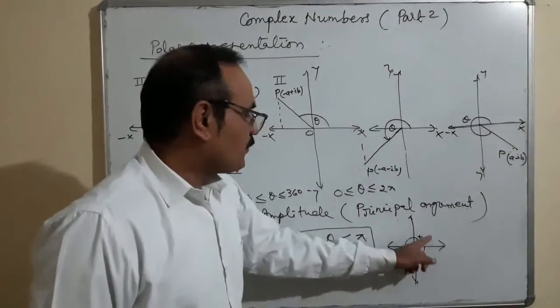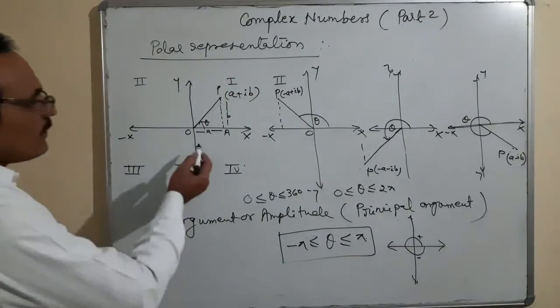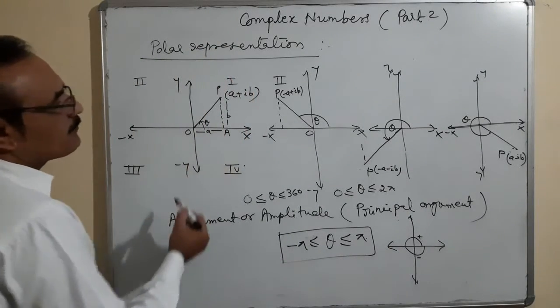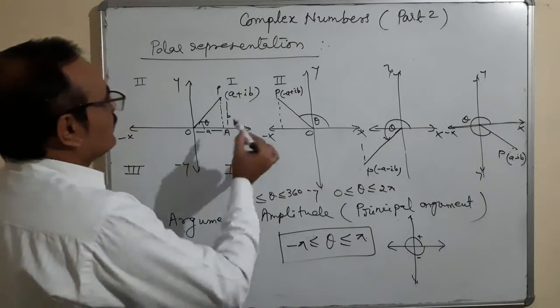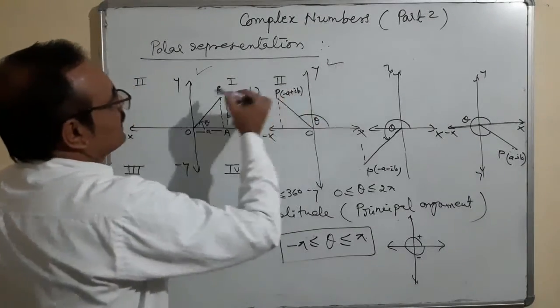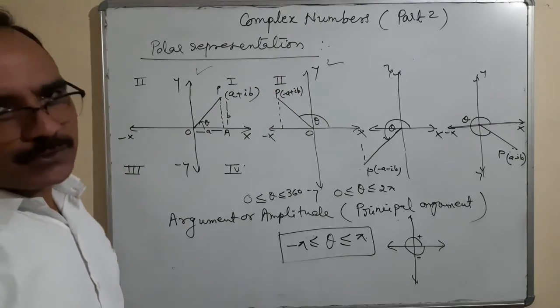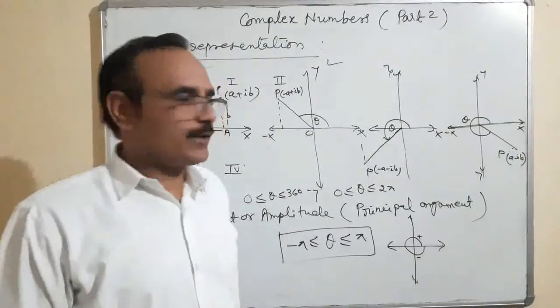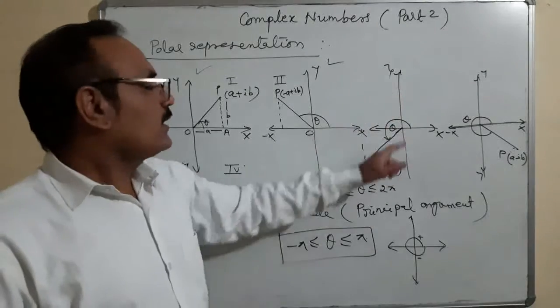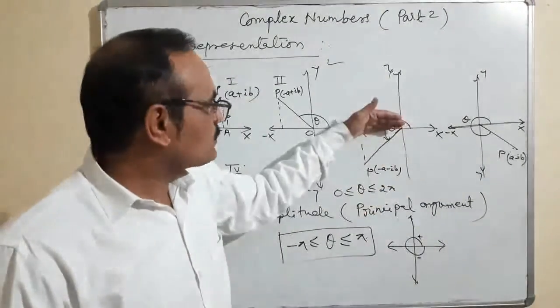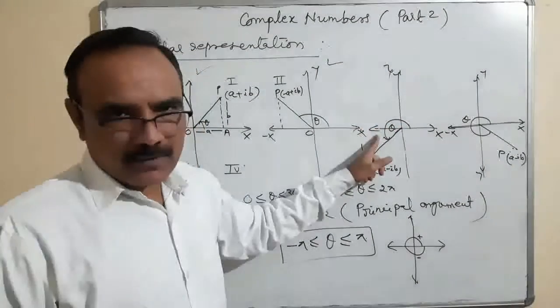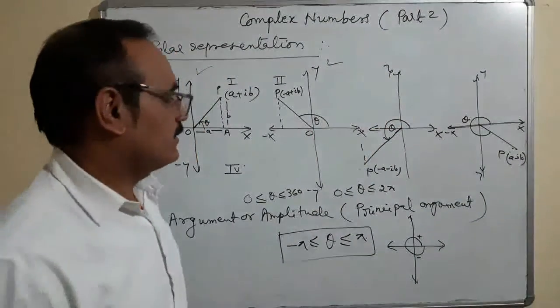So what happened in the first and second? There is no problem. First is theta. Second is, this is also 180 minus theta, pi minus theta. Okay. So for the principal argument, in first and second there is no problem, it's okay. Right? Absolutely okay. Now let us see this. Here what happened? The value of amplitude is more than pi, because it is pi plus this portion.